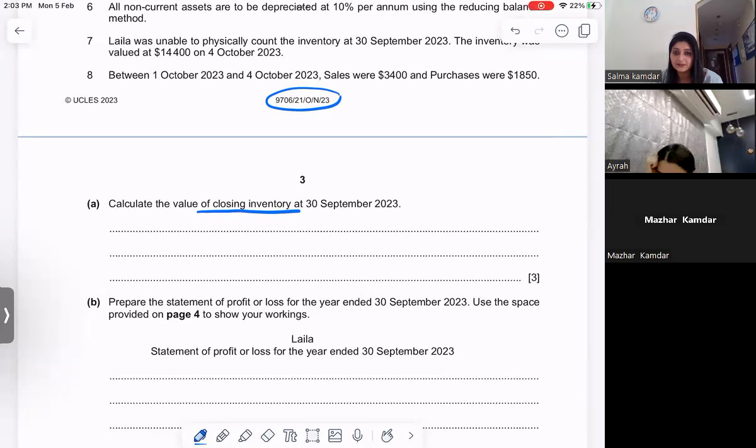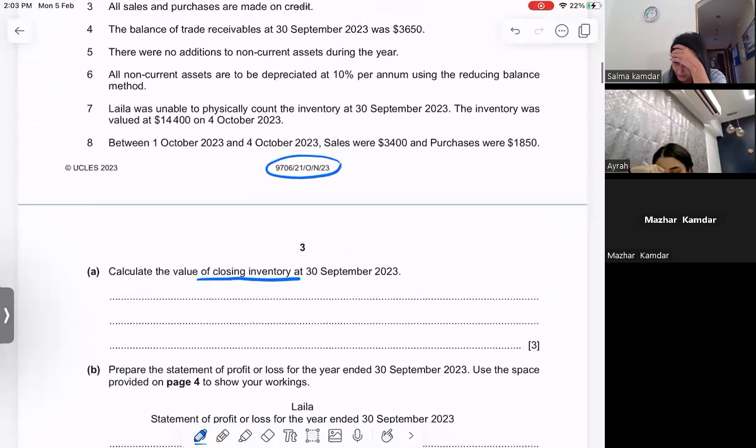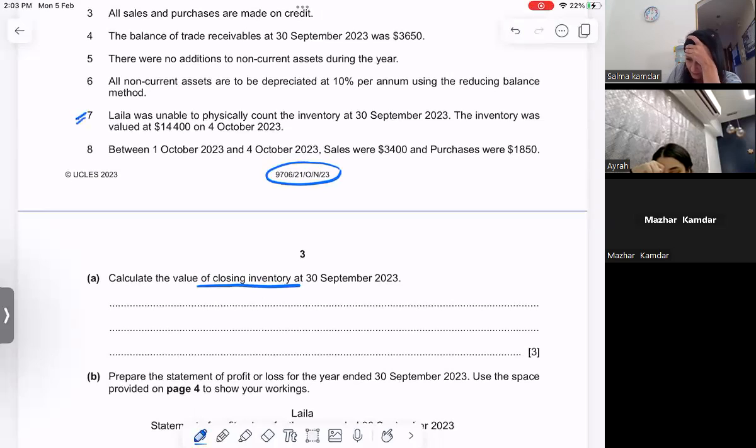How do you find the closing inventory? They've given that Laila was unable to physically count the inventory at 30th September 2023. The inventory was valued at 14,400. In the next adjustment, they've said that between 1st October 2023 and 4th October 2023, sales were 3,400 and purchases were 1,850. So to calculate this, I would minus the 3,400 from 14,400. Why will you minus 3,400? This is not the selling price, right?